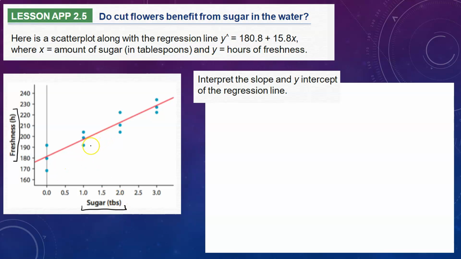I can see right away what looks like a positive correlation. It seems like the more sugar we add, the longer these flowers are staying fresh. But let's see if we can interpret this a little further. Let's first start by interpreting the slope and the y-intercept of the regression line. Start now by interpreting your y-intercept.